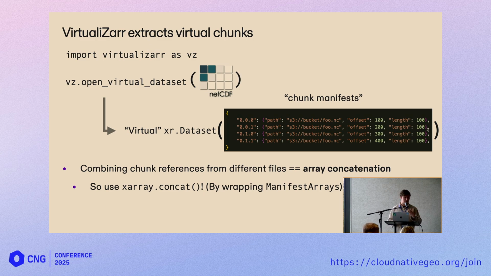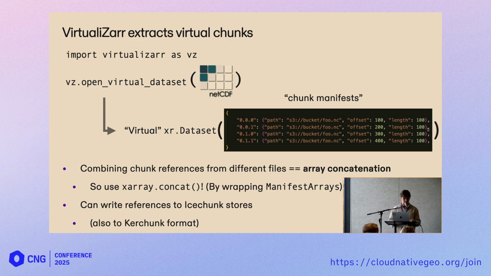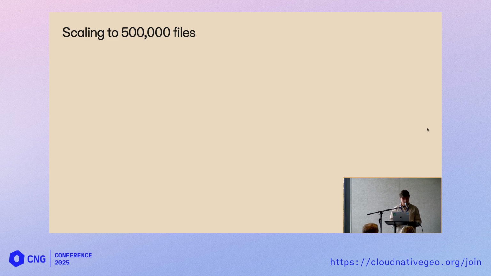It allows you to use the Xarray API that lots of people are familiar with. It's got nice primitives for concatenation and merging to combine lots and lots of files together. And then finally, once you've made your set of references that spell out your whole DataCube, you can write them into an IceChunk store, or VirtualiZarr can also write to the Kerchunk format as well.